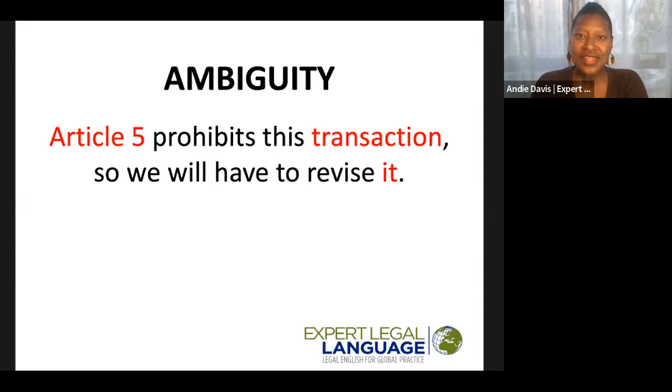Now, I use this example because for those of you coming from Romance languages, in many Romance languages, the word article takes a masculine gender, but the word transaction takes a feminine gender. And for those people, the word it will signal the gender to which the word applies. It would either be in French, for example, le or la, which would signal which of these items, the article or the transaction, needs to be revised.